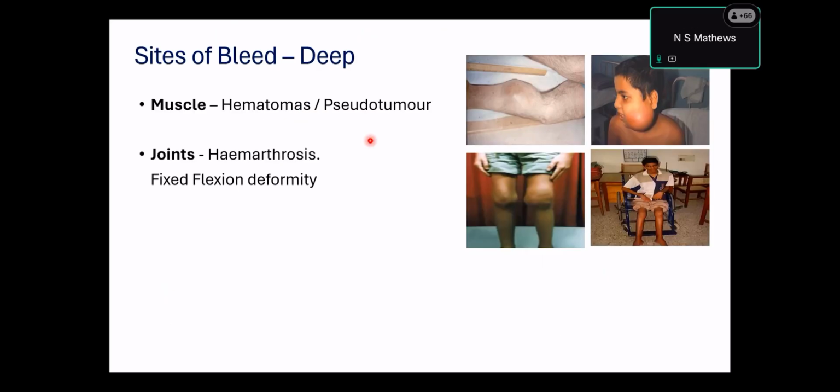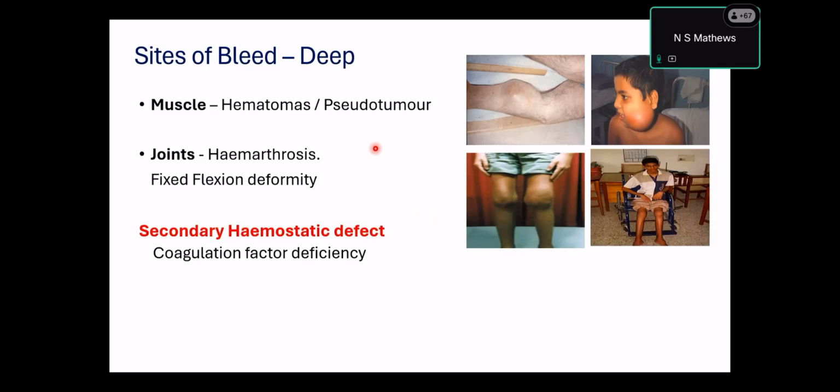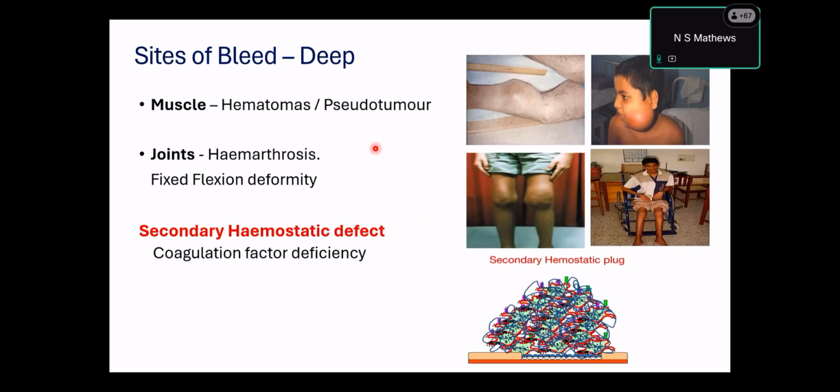And then you have deeper bleeds, when you have say muscle hematomas, pseudotumors or hemarthroses, which finally lead to joint deformity. When you have these deep bleeds, you're dealing with a secondary hemostatic defect or a coagulation factor deficiency. These are some of the symptoms you would see in a severe hemophilia patient, hemophilia A or B. Why is it called secondary hemostatic? Because the primary hemostatic is the platelet, and an activated platelet surface is the ideal platform for clotting factors to come and do their job. That forms the secondary hemostatic plug.